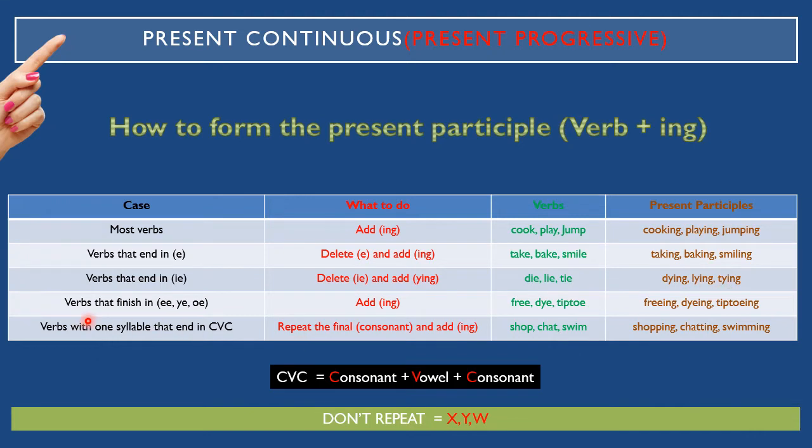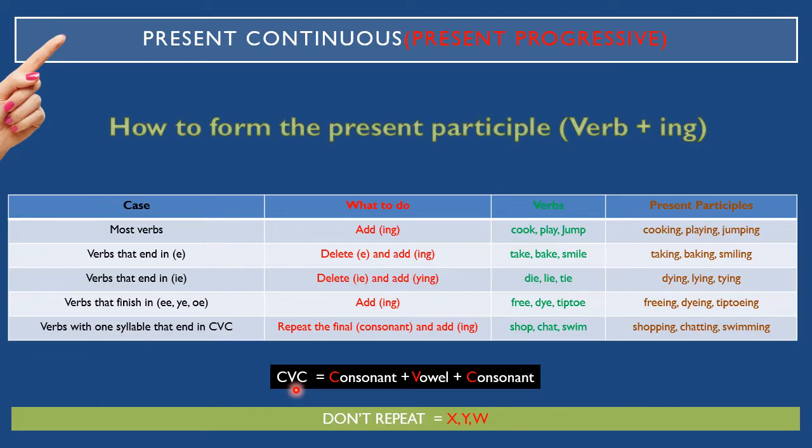The next one is for verbs that finish in EE, YE, or OE. For those verbs, you only need to add ing. For example, free, freeing, dye, dyeing, tiptoe, tiptoeing. You only add ing because these verbs finish in EE or YE or OE. And the last one, for verbs with one syllable that end in CVC. What is CVC?